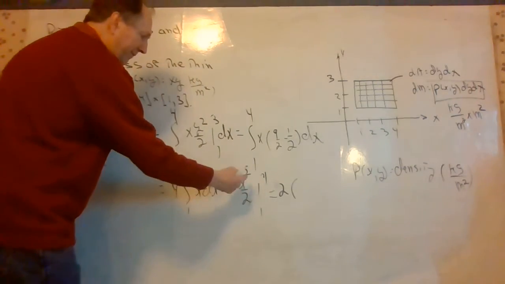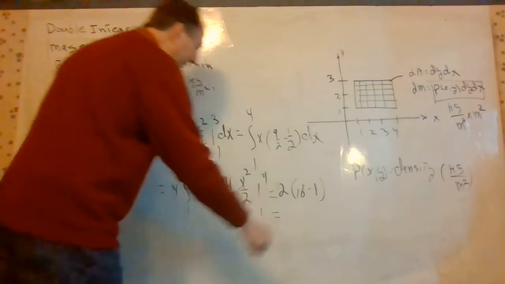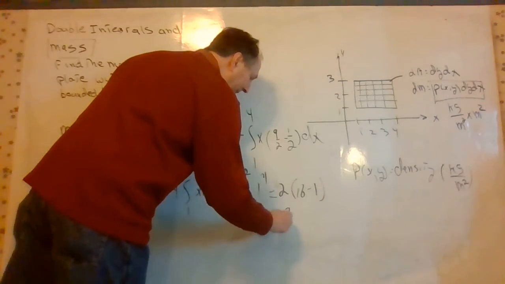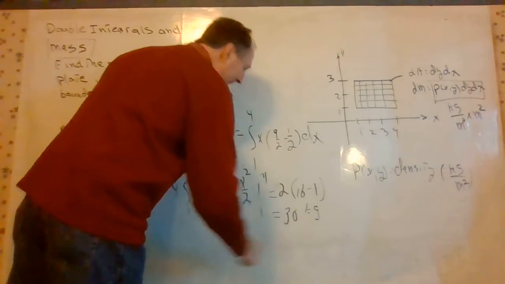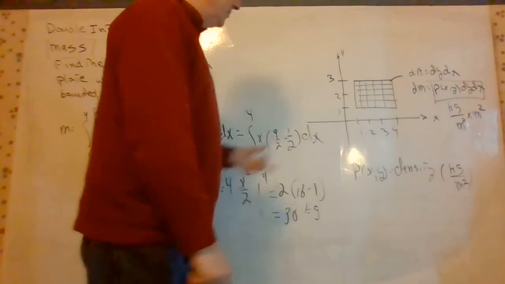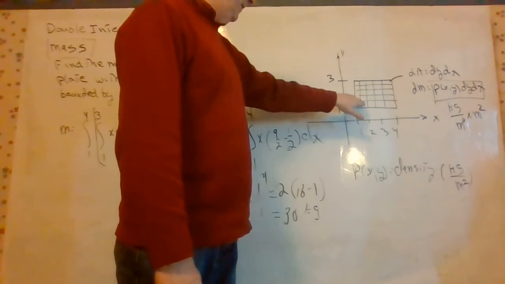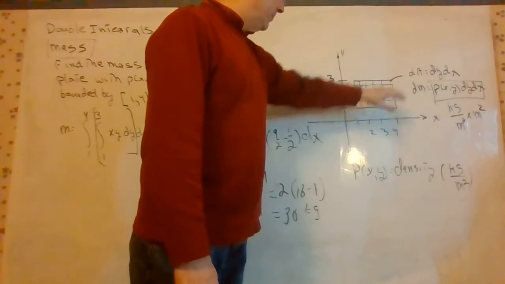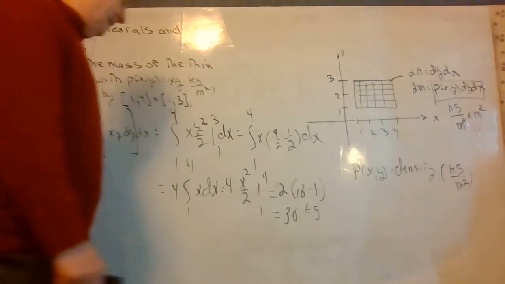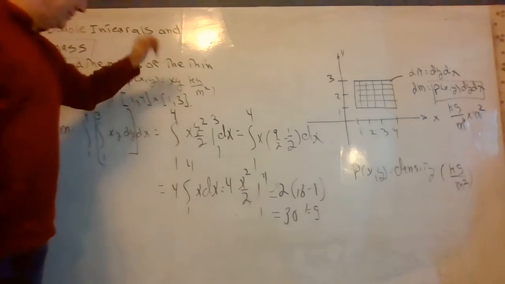And then you can plug in 4, plug in 1. 16 minus 1. 4 squared is 16, 1 squared is 1. And that's 30 kilograms. And that would be exact. Here we said a 1 unit square would have a mass of 1. Over here it would have a mass of 12. And of course, in between it varies. That's the exact mass, 30 kilograms, using calculus, taking into account this continuous function.